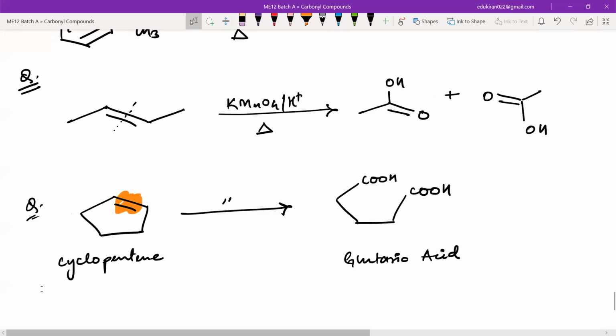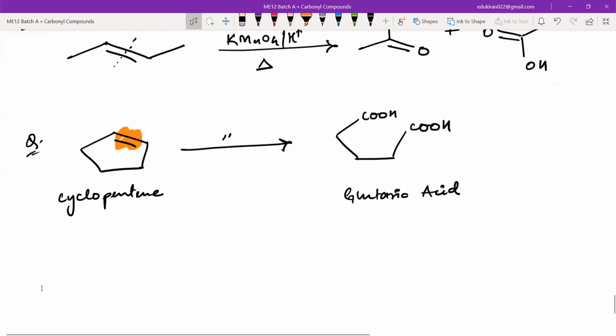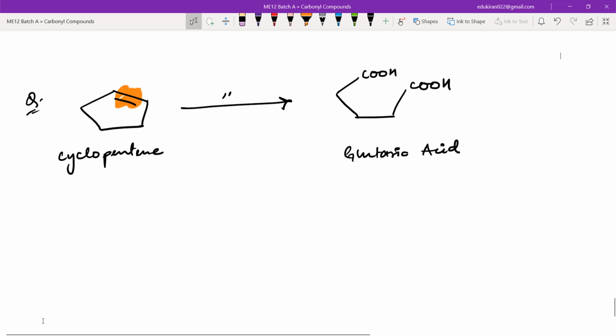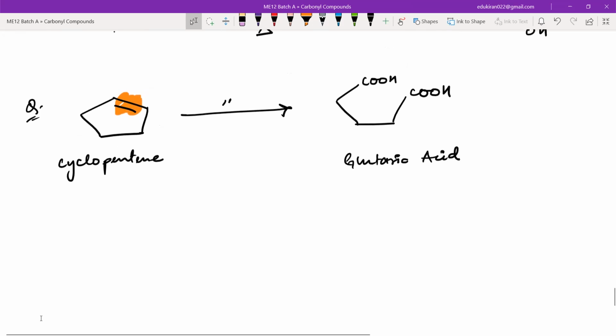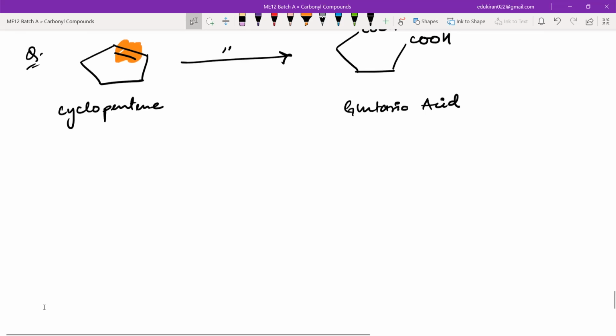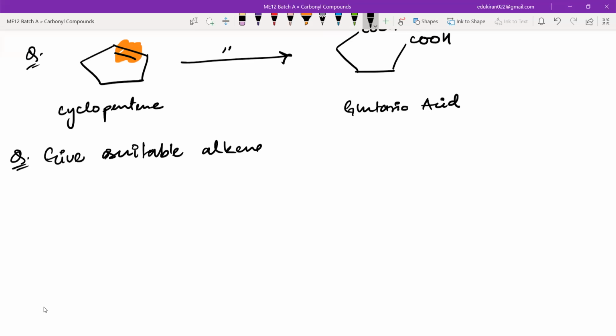Done, all of you? See, I have given you an example of cyclopentene, but there will always be cyclic compounds which are used to prepare glutaric acid and these dicarboxylic acids. So let me write a question: give suitable alkenes for the preparation of malonic acid.